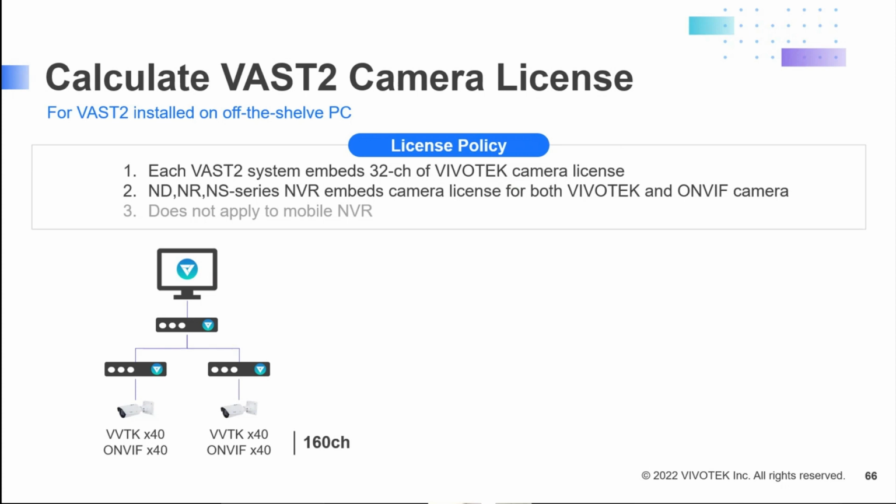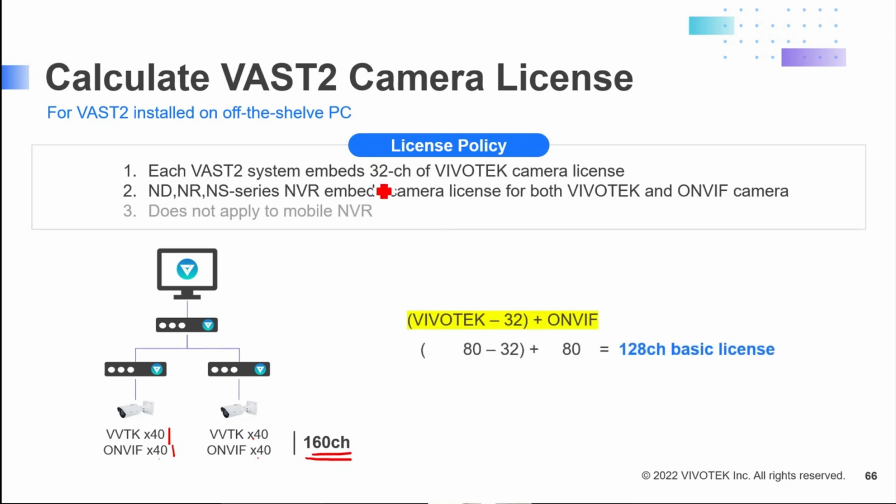So the licensing part is very competitive. There are actually just 2 policies that you need to remember. Number 1 is each VAS2 system includes 32 channels of Vivotech camera license. Now in this case, for example, we have 40 Vivotech cameras, 40 ONVIF cameras, and then 2 VAS2 substations, 1 VAS2 CMS. So 40 plus 40 plus 40 plus 40. In total, there are 160 cameras.